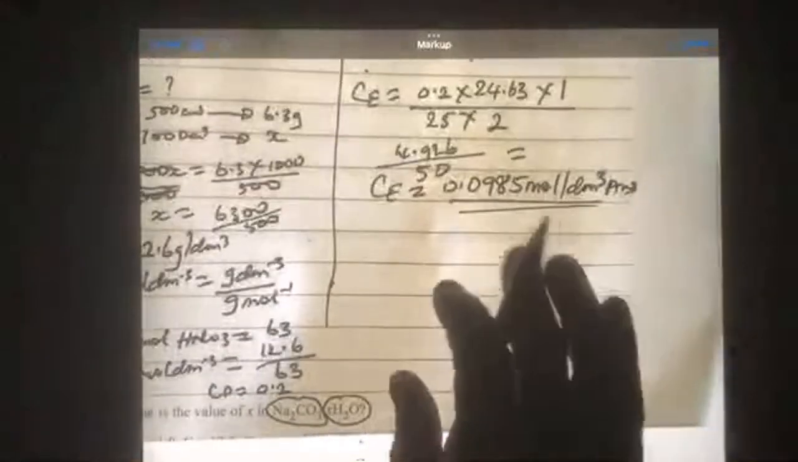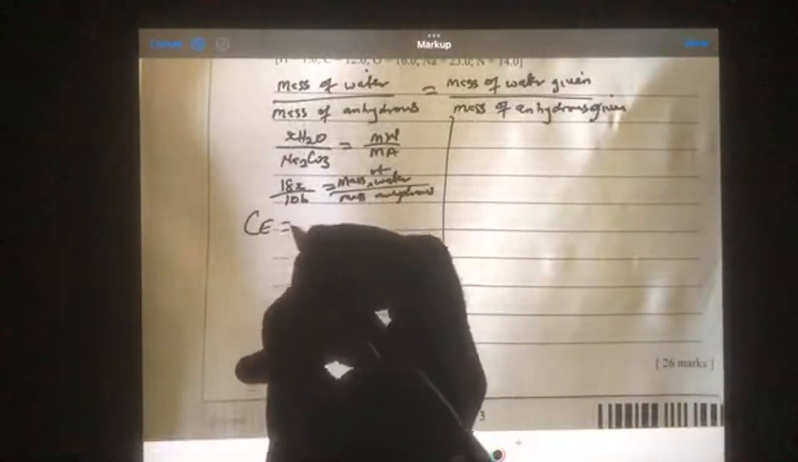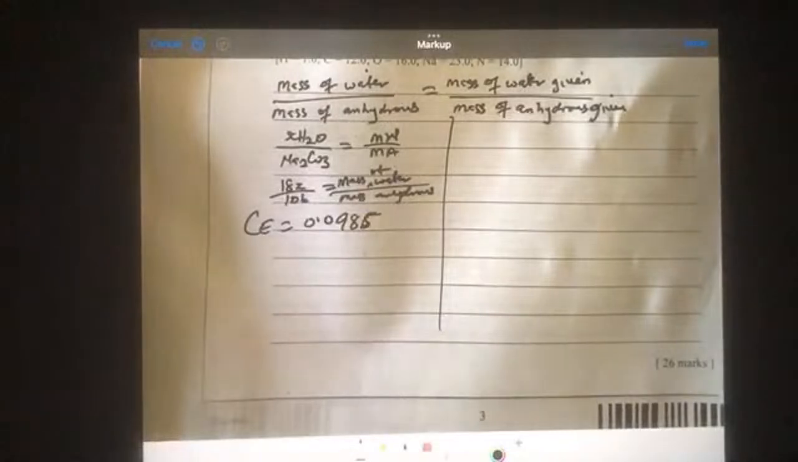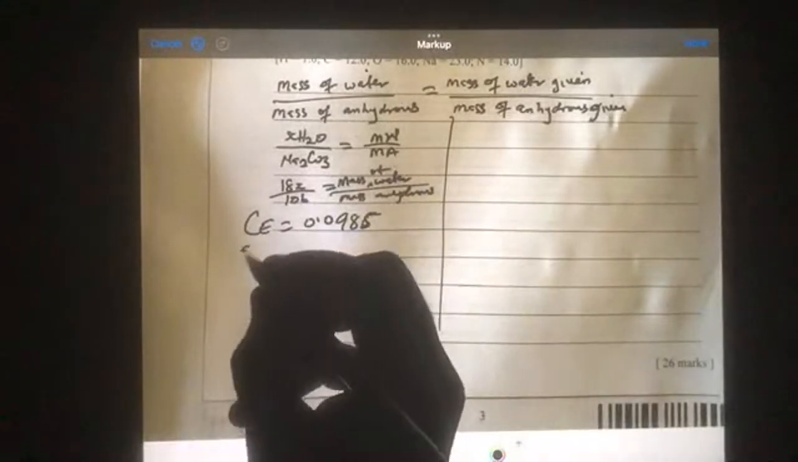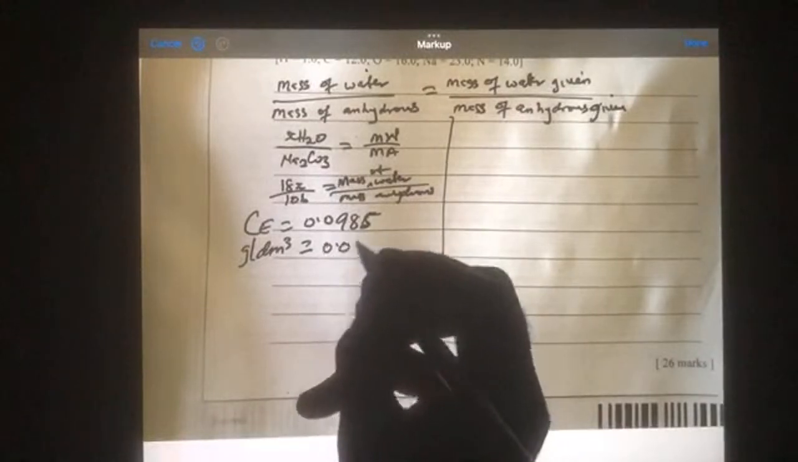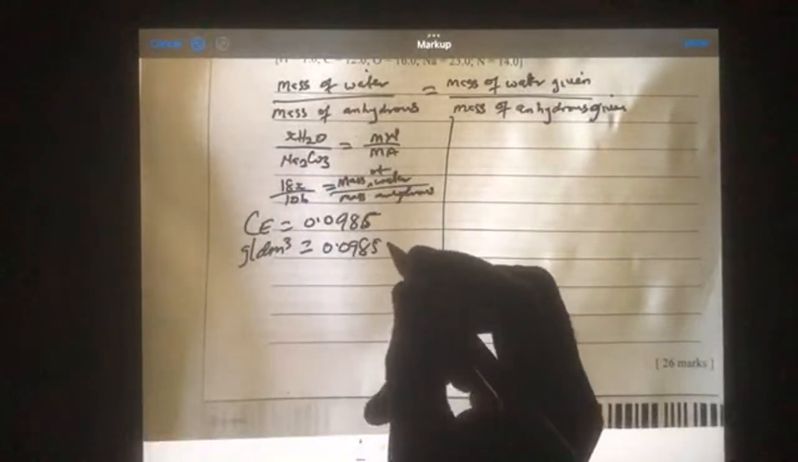So this implies that we will go back to convert our 0.0985 to molarity. If you convert to mass, you just multiply by the molar mass, so that grams per dm cube of it is equal to 0.0985 times the molar mass, which is 106.